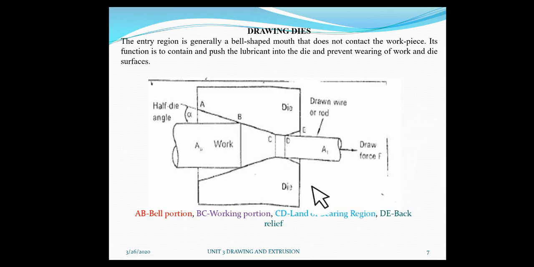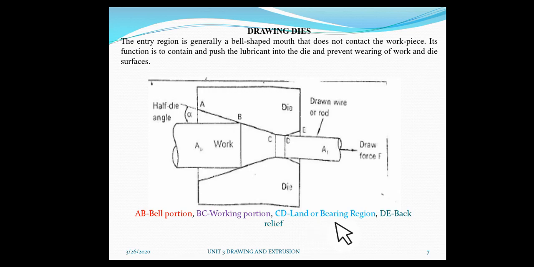Clear? So these are the drawing variables. AB is the bell portion, BC is the working portion, CD is the land or bearing region, D is the back relief. AB is the bell portion, where the bell shape is there so that along with the work material the lubricant will enter into the die working portion, where the maximum plastic deformation or reduction in thickness takes place.